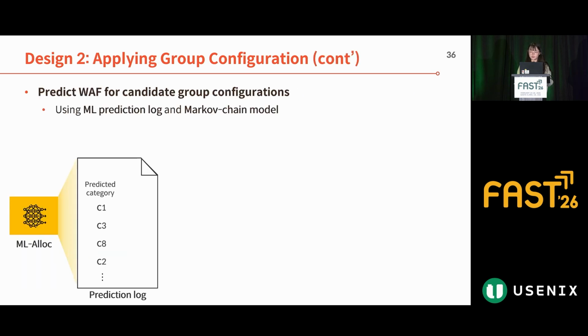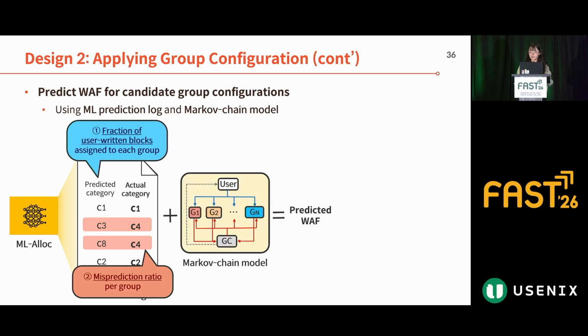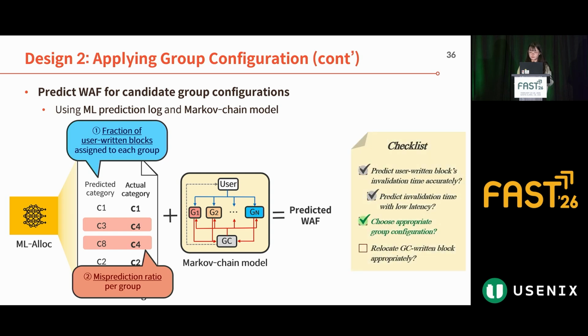First, we use the ML model's prediction history for user-written blocks and compute the fraction of blocks assigned to each group. And we also look at the actual invalidation times collected for model training. By comparing them with the predictions, we compute the misprediction rate. DOGI predicts the WAF of each group configuration by feeding these two metrics into a Markov chain model. So DOGI predicts WAF for candidate group configurations and applies the one that minimizes WAF.